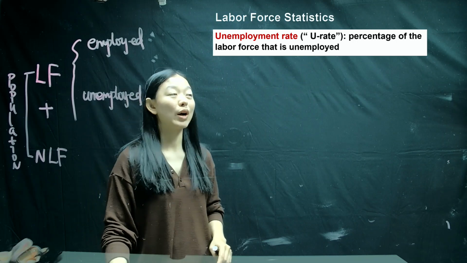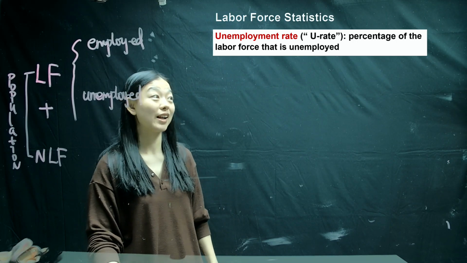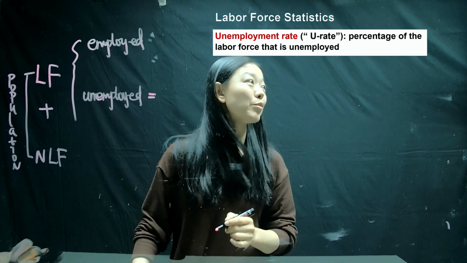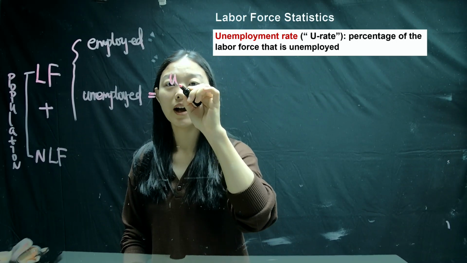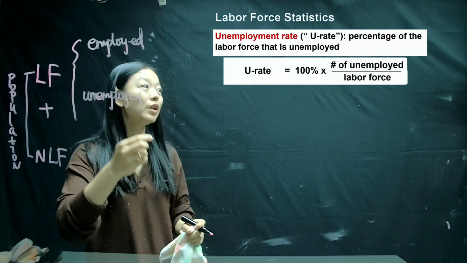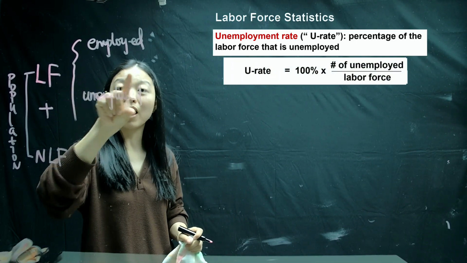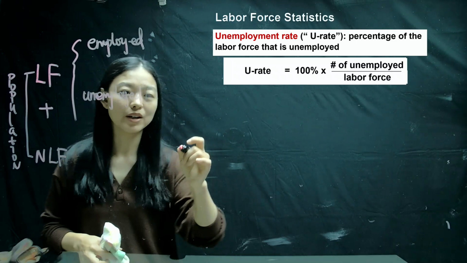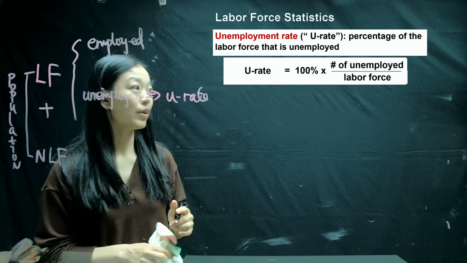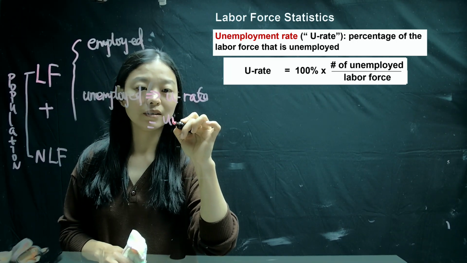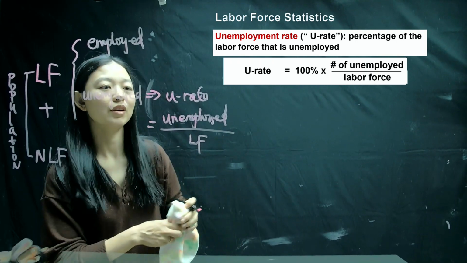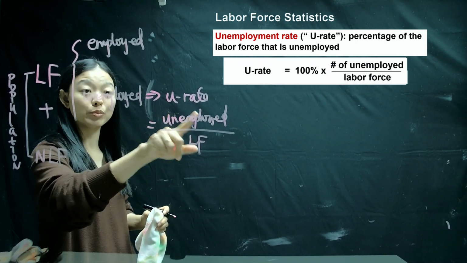Then let's see how we can compute the unemployment rate. It's not hard to get an unemployment rate. The unemployment rate, sometimes written as U rate, will just equal the people who are unemployed divided by the labor force. This is the way we compute the U rate, the unemployment rate.